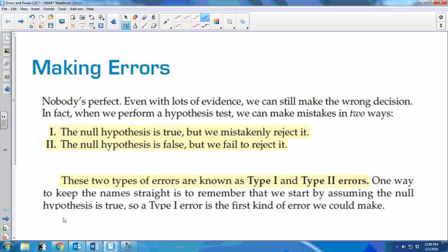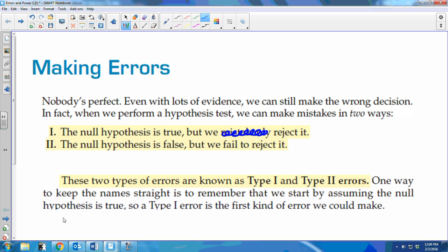There are two types of errors you can make. They don't have great names to help you remember which one's which. They're called type 1 errors and type 2 errors. But it's your responsibility to know which one is which. Type 1 errors are when the null hypothesis is true, but you reject it. "Mistakenly" is misleading. You reject it because that's what your hypothesis test says to do at the end, because of your p-value. That's what you think you're supposed to do. That's why it says mistakenly. But in actuality, that's not what is supposed to happen.